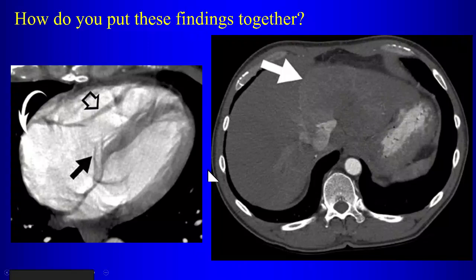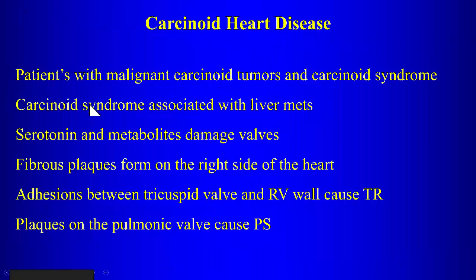So the metabolites from the tumor can be damaging to the right-sided heart valves, but the liver can degrade those metabolites. Once you get metastases in the liver, it bypasses the liver and has direct access to the IVC and the right heart. And so that can lead to damage to the right-sided heart valves, like the tricuspid valve and the pulmonic valve. So we can get that carcinoid heart disease.